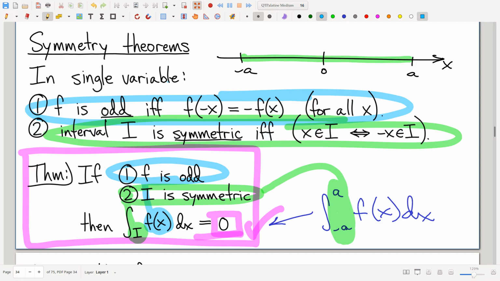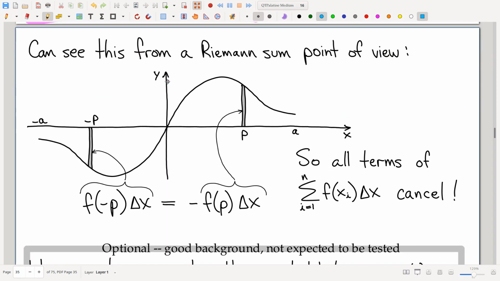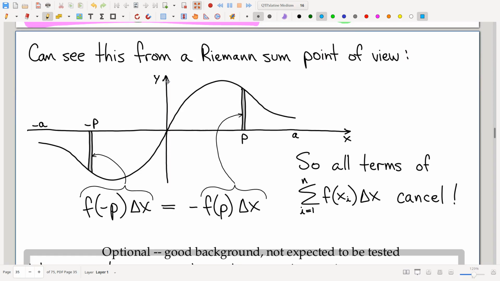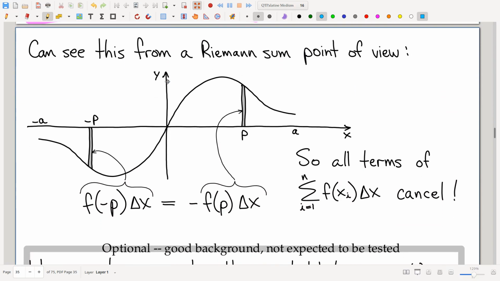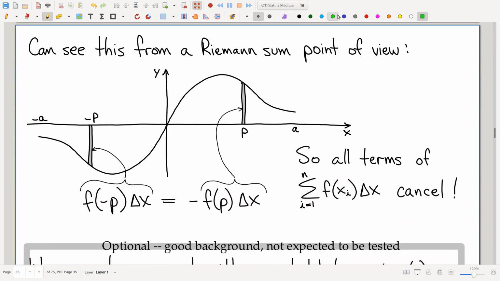Okay, so familiar? I hope this is familiar. If not, I think it's an easy pitch. Let me make the pitch. Here's one way to think about why this would be true. Let's see, green for the domain. So here's our symmetric domain from negative a to a.